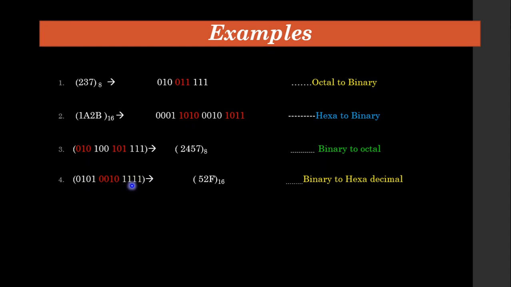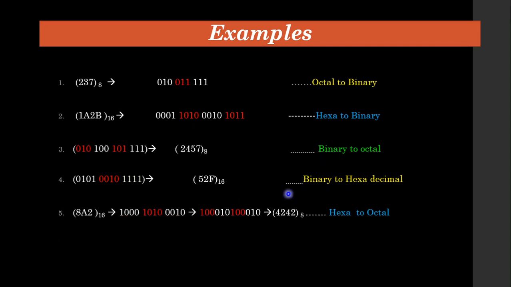Then coming to binary to hexadecimal, we have to group into 4. So 1111, 4 ones, is 15. The value is F in hexa, and the next 4 bits 0010, the value is 2 in hexa, and then 0101 is 5. The value is 5 in hexa, so the base is 16. So this is how to convert a binary number into a hexadecimal number.